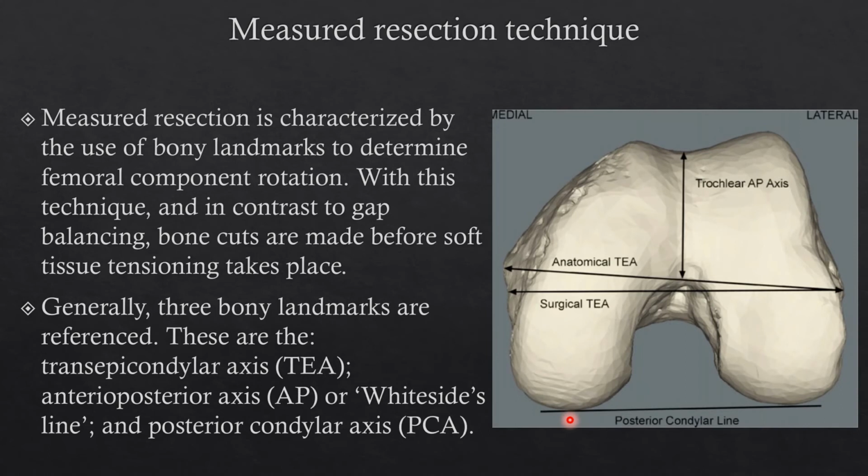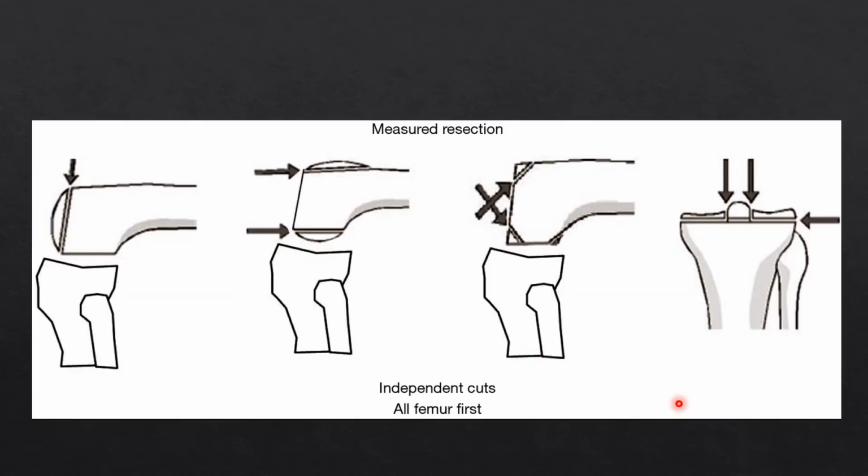The measured resection technique is characterized by the use of bony landmarks to determine the femoral component rotation. With this technique, in contrast to gap balancing, bone cuts are made before the soft tissue tensioning takes place. Generally, 3 bony landmarks are referenced. They are the AP axis, transepicondylar axis, and posterior condylar line.